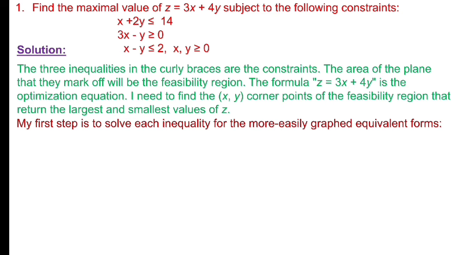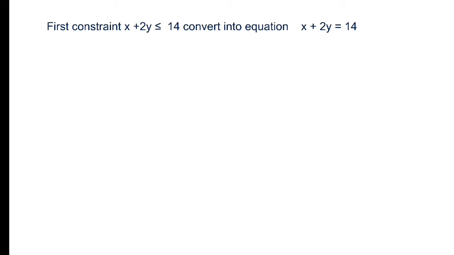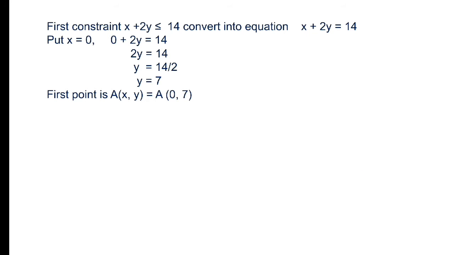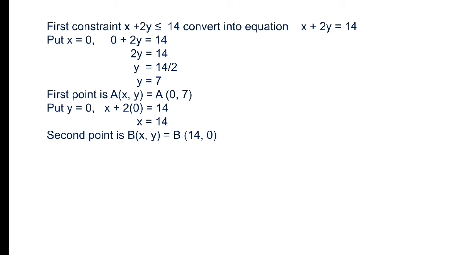So we find, in this inequality, x plus 2y less than or equal to 14 converted into the equation x plus 2y equal to 14. Put x equal to 0: 0 plus 2y equal to 14, then 2y equal to 14, then y equal to 14 by 2, then y equal to 7. Therefore the first point is A of x comma y equal to A of 0 comma 7. Then similarly y equal to 0 will be substituted: x plus 2 times 0 equal to 14. Therefore x equal to 14. Therefore the second point is B of x comma y equal to B of 14 comma 0.